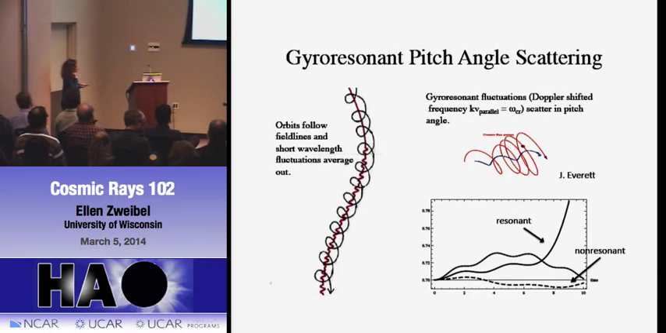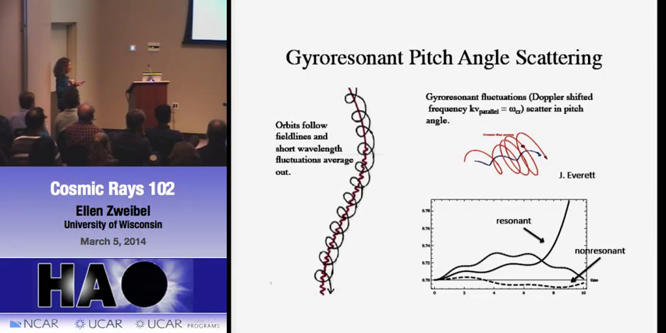So what is gyroresonant pitch angle scattering? This red here depicts a magnetic field line. It has some large-scale curvature and some tiny-scale squiggles. And the black is the orbit of a particle, and it basically follows the field because its gyro radius is very small compared to the large-scale curvature and very large compared to the small-scale structure, which it basically doesn't even see.